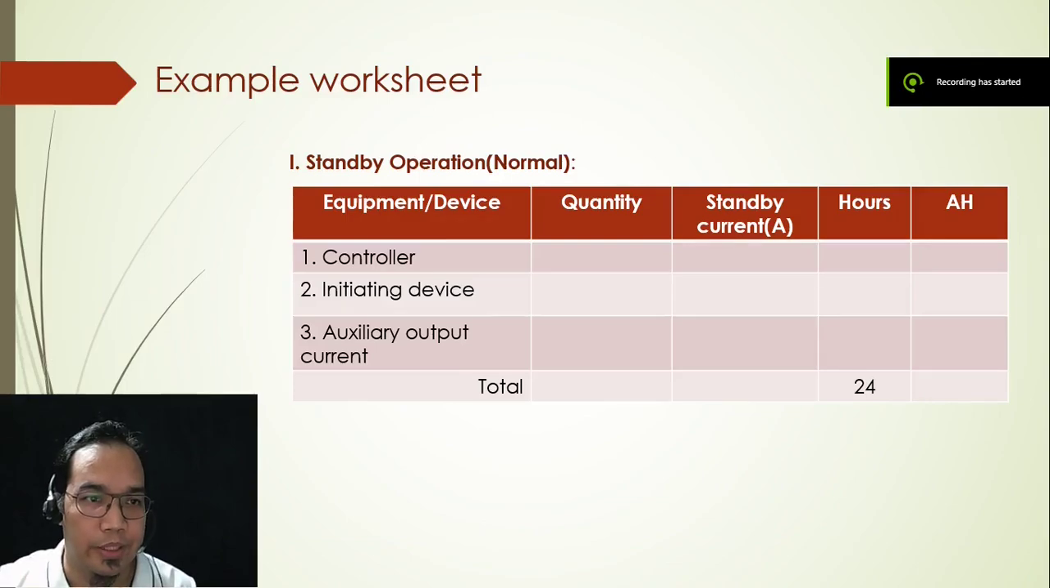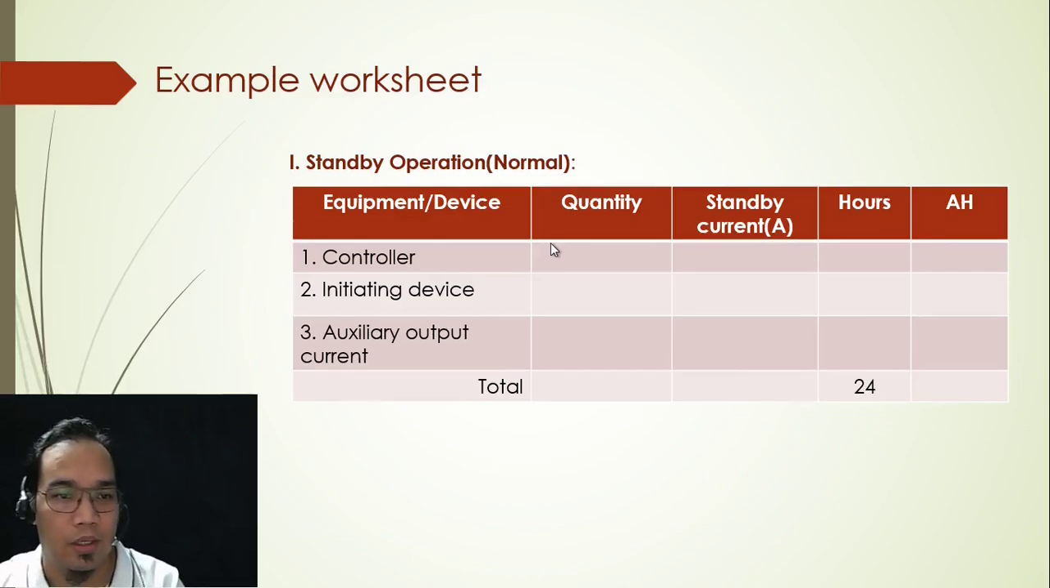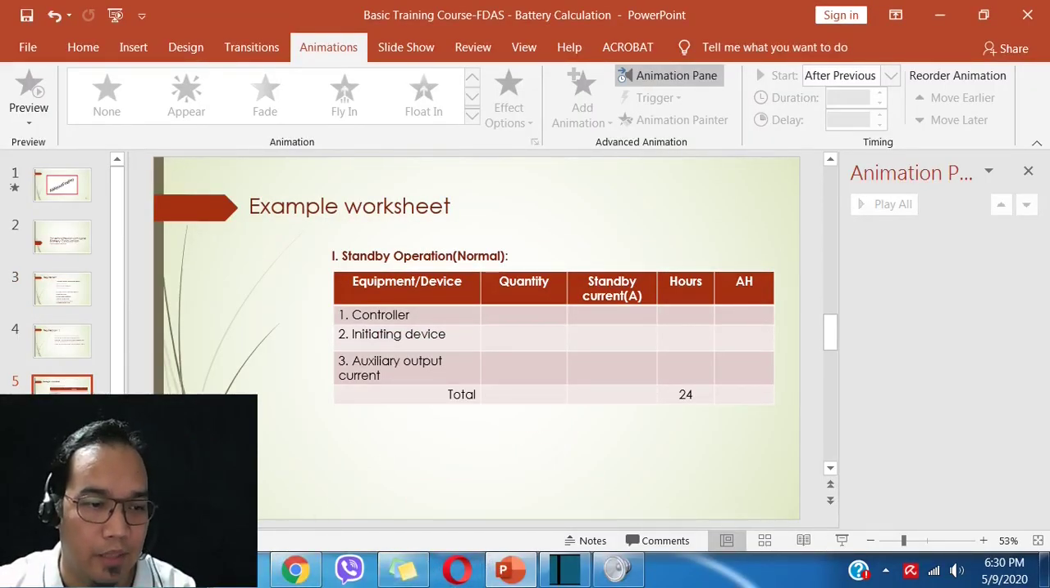Okay, so let's do the example worksheet for battery calculation. This is based on the procedures that we discussed earlier. So the first step is to calculate the total standby current. Let's say we have one fire alarm control panel. First item is to know the current of the controller, the standby current. So let's check based on the available data.